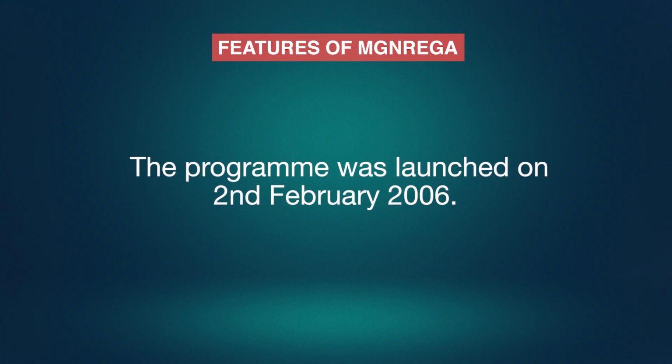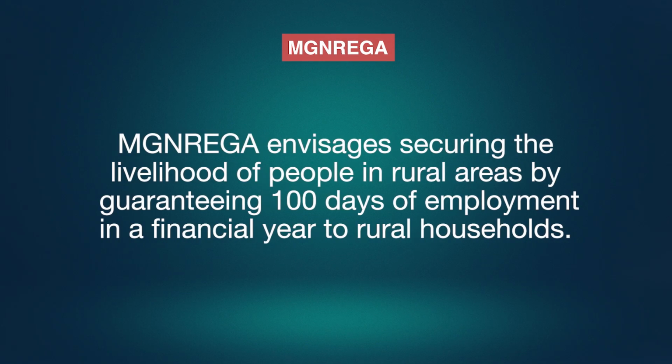Now, this particular scheme, MGNREGA, came into being in the year 2006. Unlike all previous schemes, this scheme is a result of a parliamentary enactment. So, MGNREGA flows from a parliamentary legislative enactment and hence it has a statutory recognition. This particular scheme envisages livelihood security of the people at the grassroots level by guaranteeing, as I just said, 100 days of employment in a financial year to rural households.